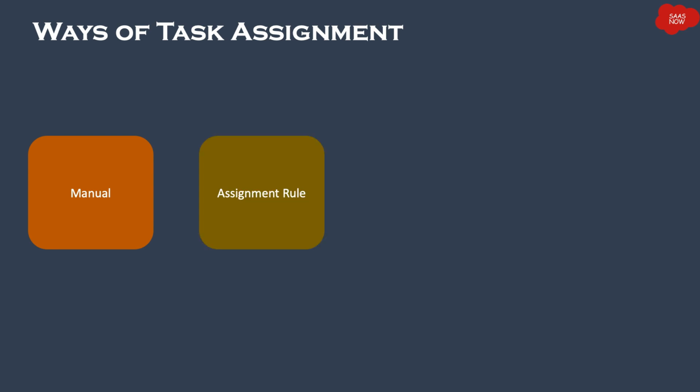Ways of task assignment. Tasks can be assigned to a group or a user in different ways. Manually, in which a ServiceNow user can assign the task to himself or his own group, or another system user can assign it to another user or group of the system. Then we have assignment rules. They are pre-built functionalities by ServiceNow which support setting the value of the assigned to and assignment group fields on the task record. That is also done automatically on the basis of some rules defined by ServiceNow admins.